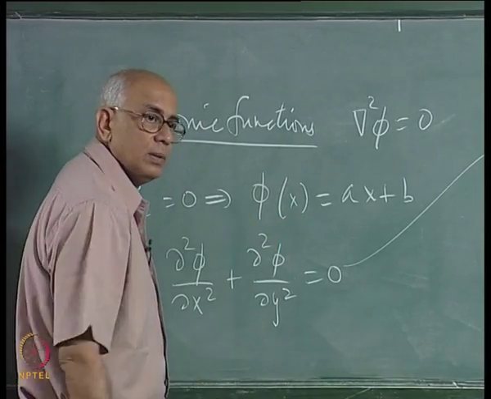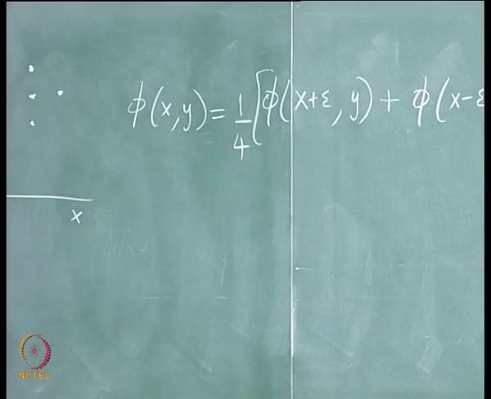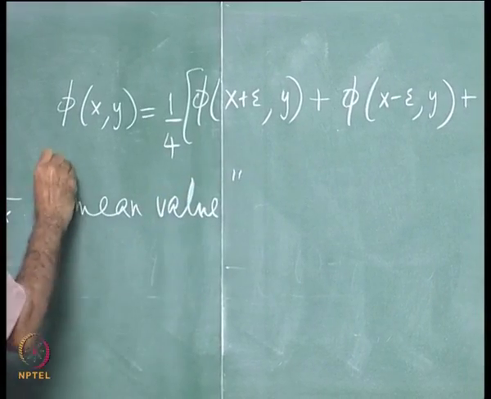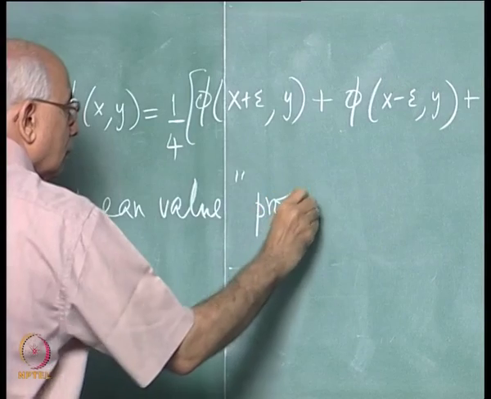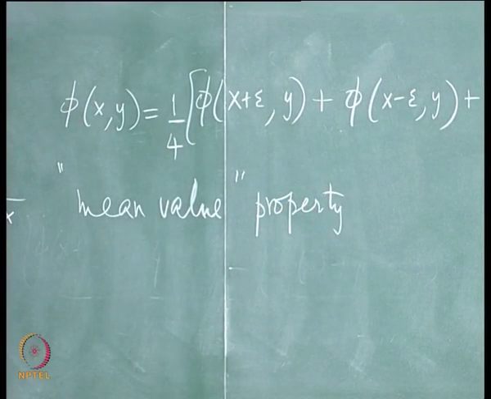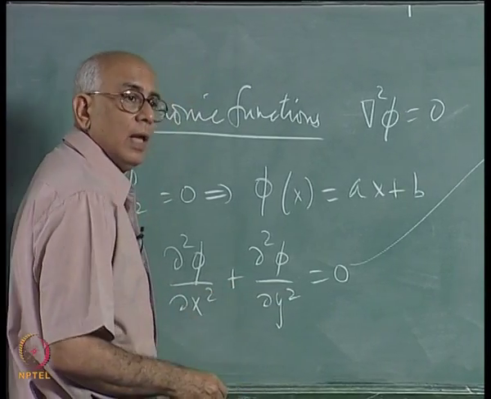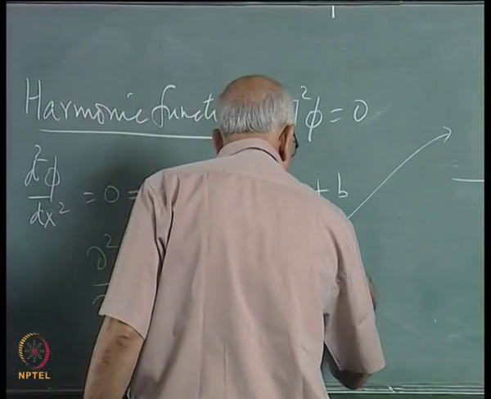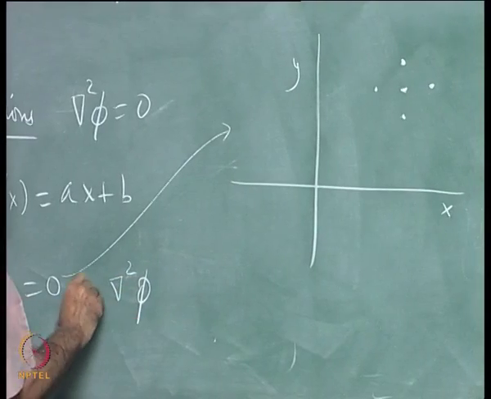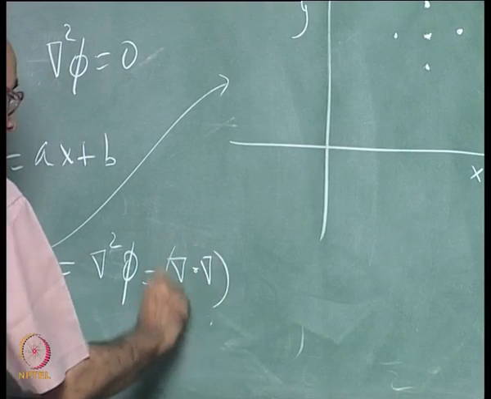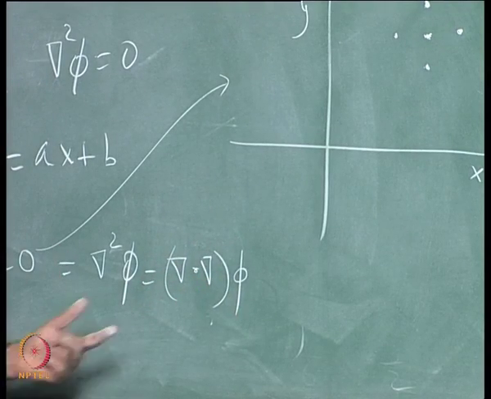And you could go backwards. It is this mean value property that distinguishes a harmonic function. This is the actual meaning of what a harmonic function is. And of course this operator here, the second derivative operator, is a scalar operator, because recall this is the same as saying del squared phi, but del squared is del dot del on phi, and that is a scalar operator.